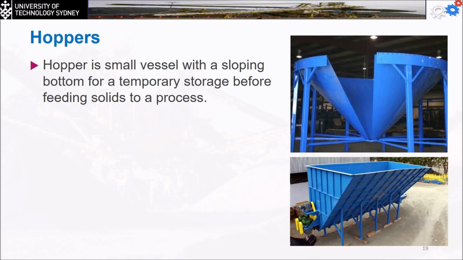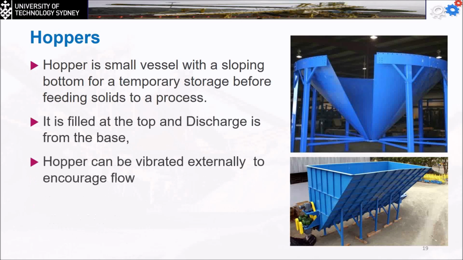The hopper is going to be the lower part of the bin, and usually we are going to use this one to empty the bin. So this can have different shapes. It can be a small vessel with a sloping bottom for temporary storage before we feed the solid to the process. It's going to be filled to the top, and discharge is going to be from the base, as you can see here.